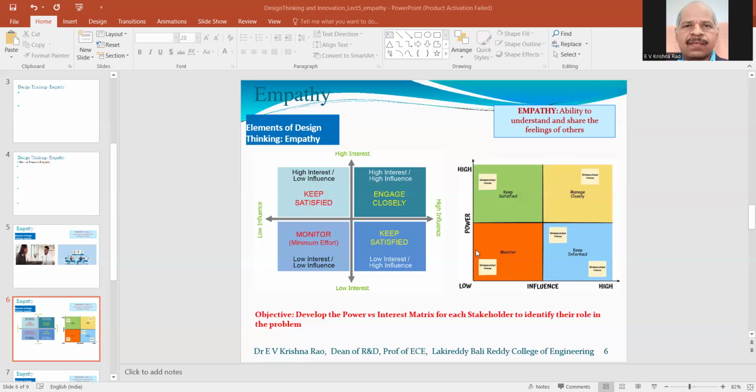So that is the interest, the customer having interest, or the administrator or manager having interest. We need to analyze and put a map, a journey map, and power versus interest can be mapped.